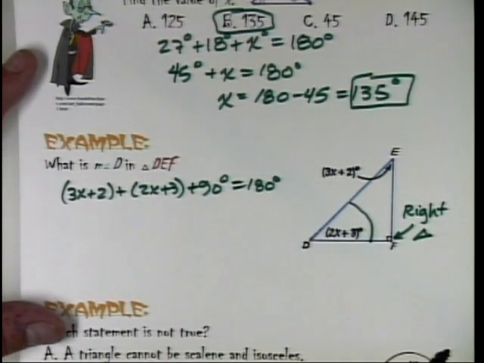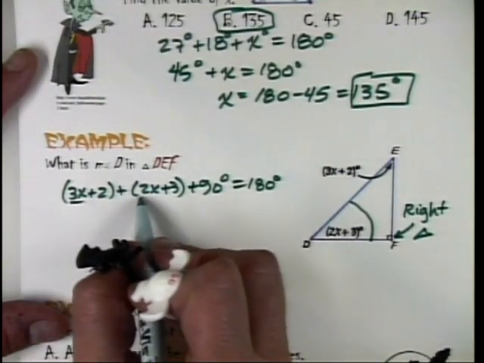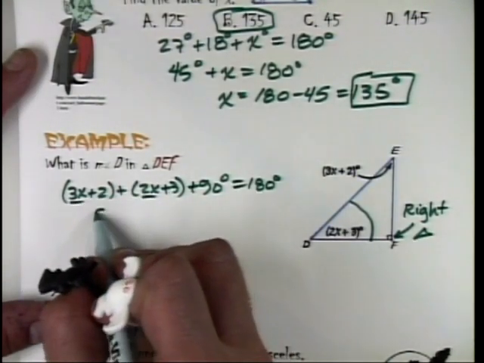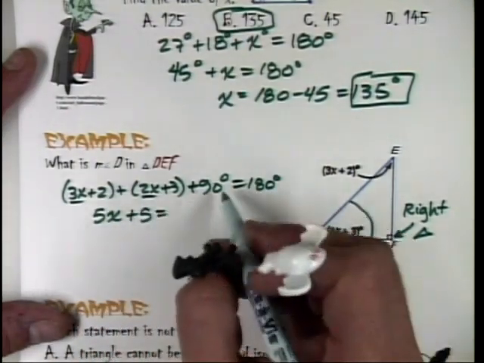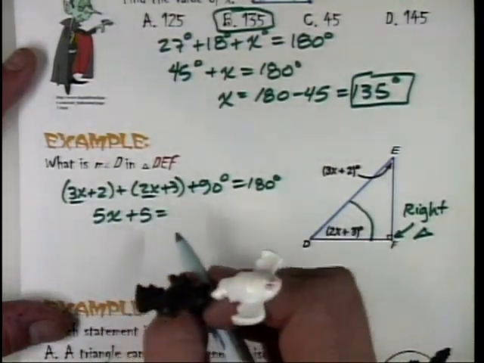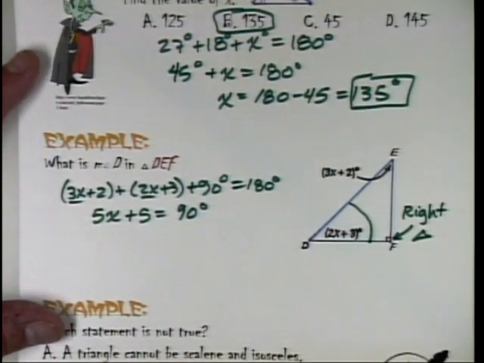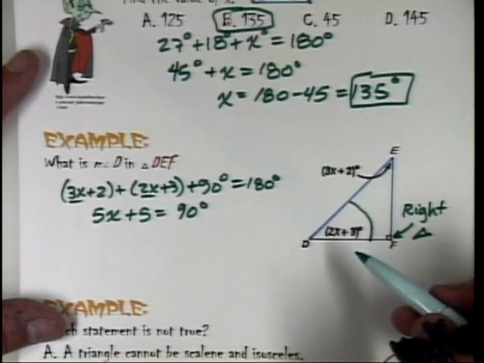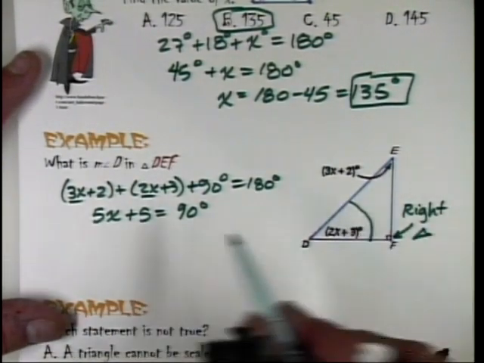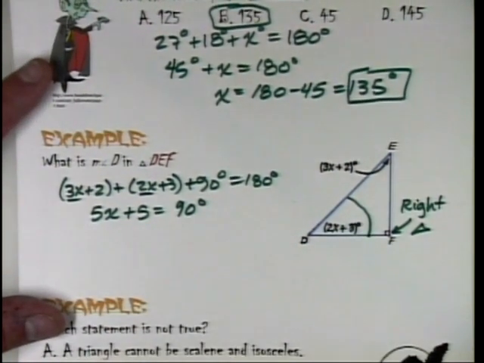Well, right triangles are pretty special. If I subtract 90 from both sides, I'm going to go ahead and combine this over here. 3x plus 2x is 5x. 2 plus 3 is 5. But look what I get when I subtract 90. 180 minus 90, that gives me 90 degrees. So if one of the angles is 90 degrees, then that means the other two have to be complementary. Remember what that means? That means that their sum also has to equal 90. That's a pretty cool property of right triangles.